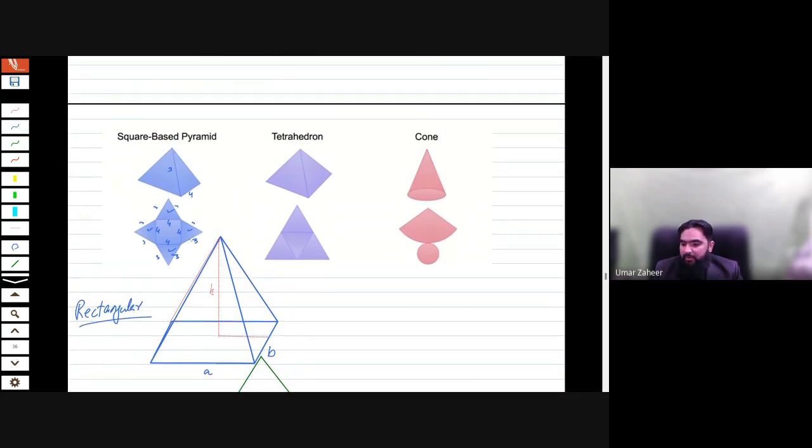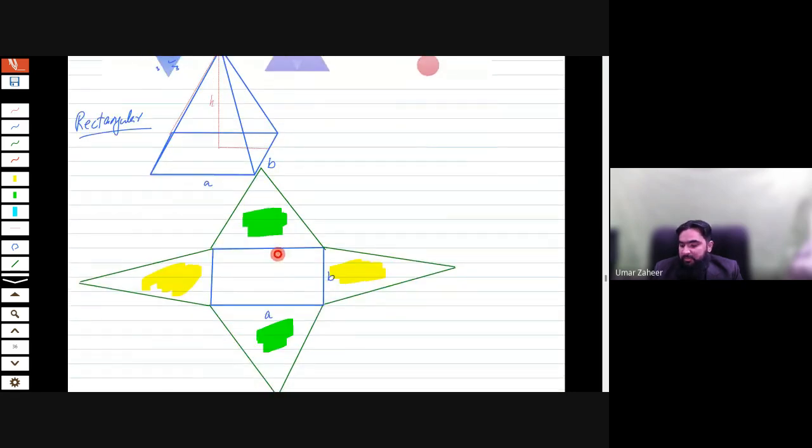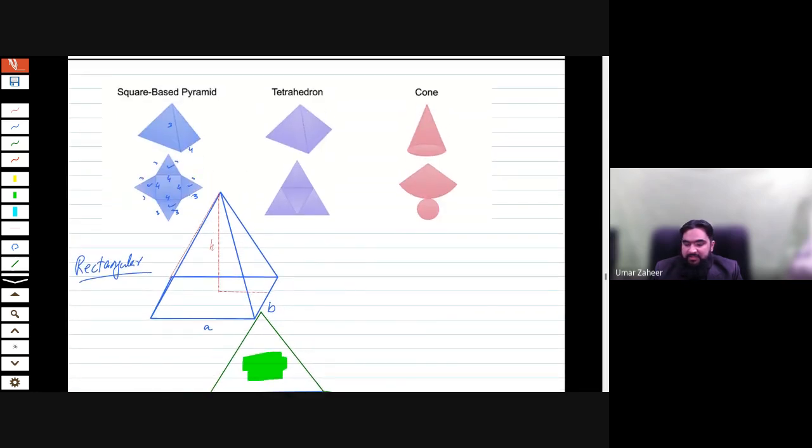Here you have all the triangles equal because it is a square base. Here it is a rectangular base. Obviously, the length of this one and this one is going to be different, so automatically these triangles are going to be different as well. But the opposite triangles are equal. Yes, I know it is clear.